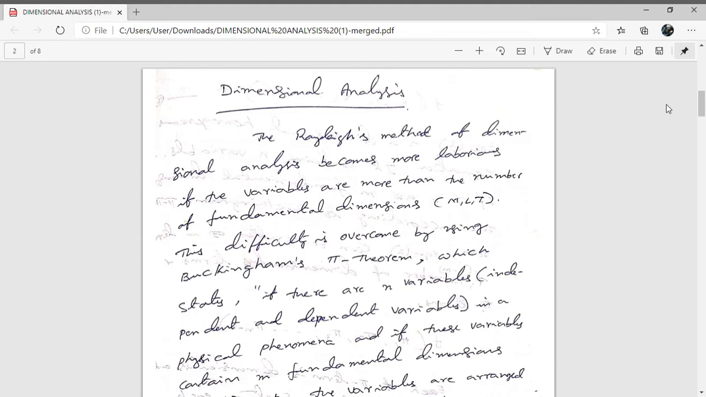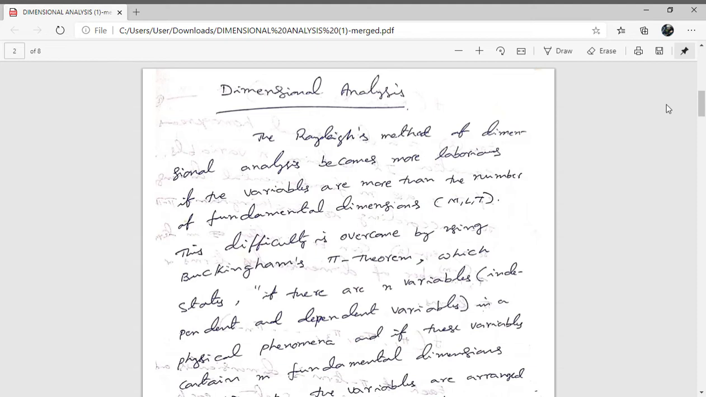In dimension analysis, there are two methods we are using to solve heat transfer problems. The first one is Rayleigh's method, another one is Buckingham Pi theorem. Generally, Rayleigh's method is a little bit typical, and it is a very laborious method to solve heat transfer problems. That's why generally we use Buckingham Pi theorem to simplify heat transfer problems where there are more number of variables.